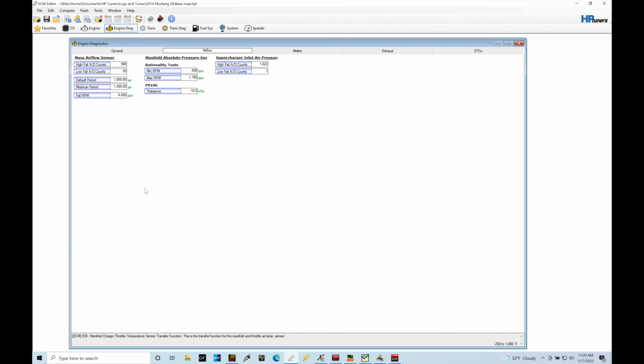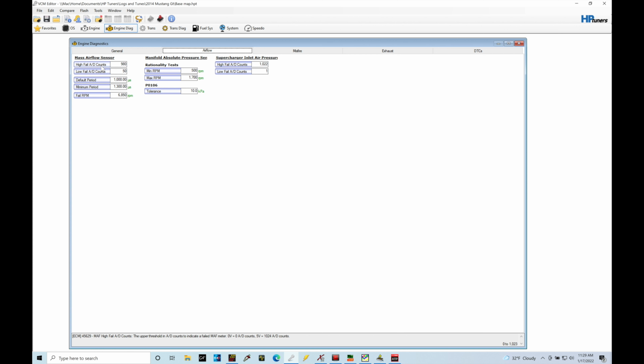Let's jump into airflow. In airflow here, there are a few things that we may want to consider changing. Specifically, if we take a look at our high fail AD counts, this is going to be for the mass airflow sensor. So there's a low fail or a high fail. What this is saying is we're taking a look at these analog digital counts that we would reference in terms of the mass airflow sensor range of operation. The mass airflow sensor is going to range between 0 to 1,024 AD counts.